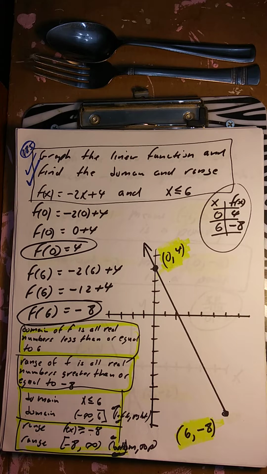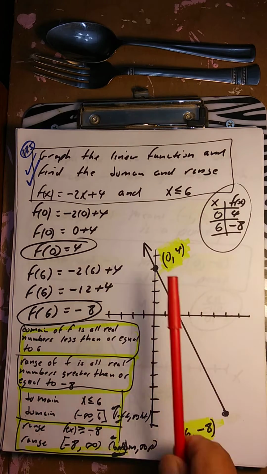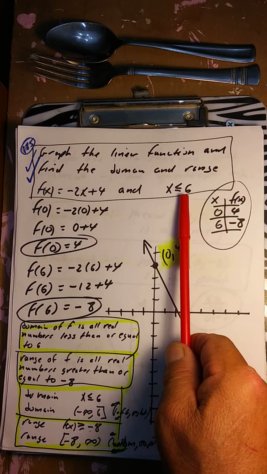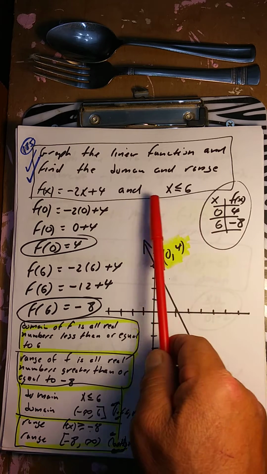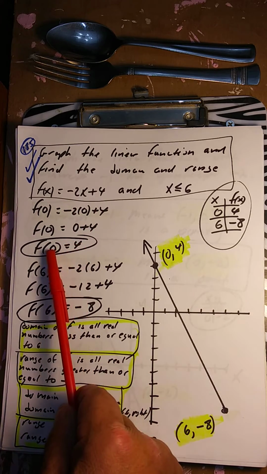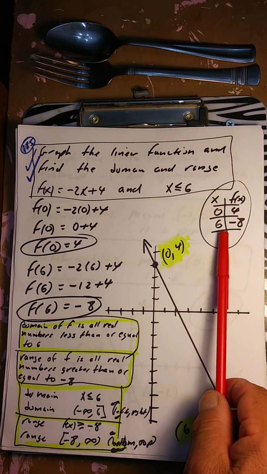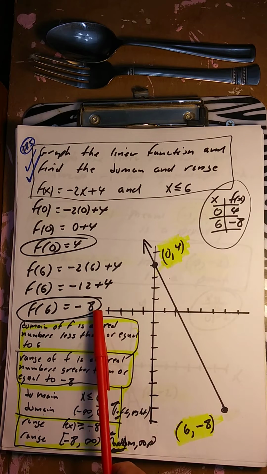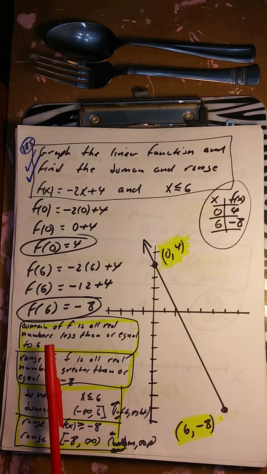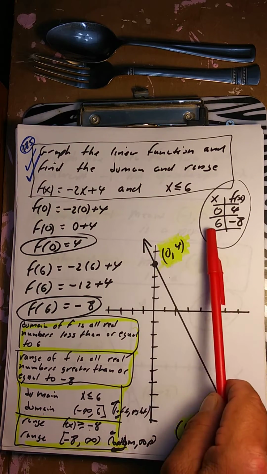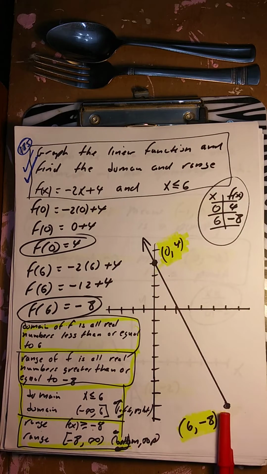Graph the linear function, find the domain and the range. Okay, again, there's a function. There's a limit right there. X is less than or equal to 6. So let's put a number in there. Let's put a 0 in there. So 0 times that's 0, plus 4 is 4. F of 0 is 4. Put a 6 in there. That times that's going to be negative 12, and plus 4 is going to be negative 8. So our graph looks like this. It goes through 0, 4, and 6, negative 8. And it stops right there.